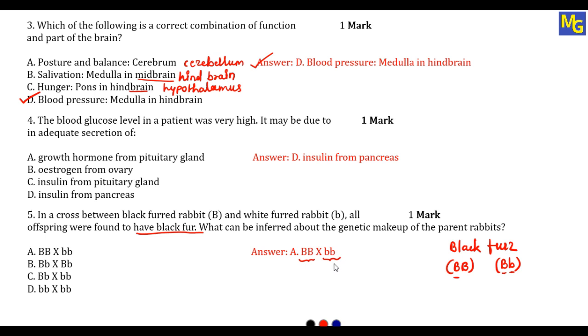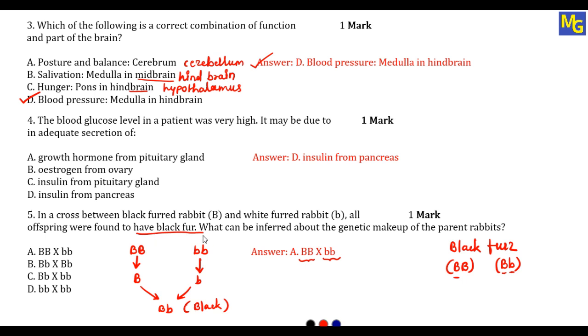genetic makeup. Because if I show you a crossing here, one rabbit has capital B, another rabbit has small b. If you cross these two, in the offspring we are going to get one capital B and one small b. What do you mean by capital B? Capital B means it is a black color. So that's why if you take the combination of genetic makeup capital B, small b, then only all the offsprings will get black fur.